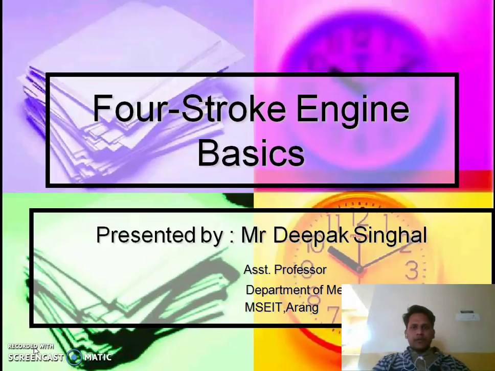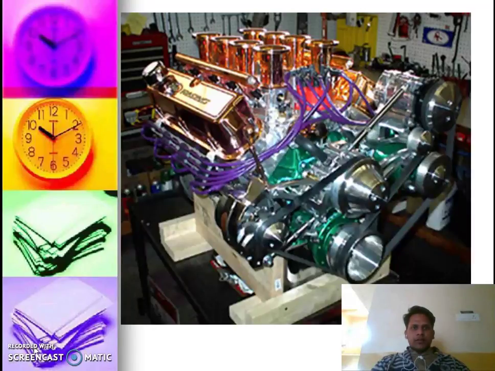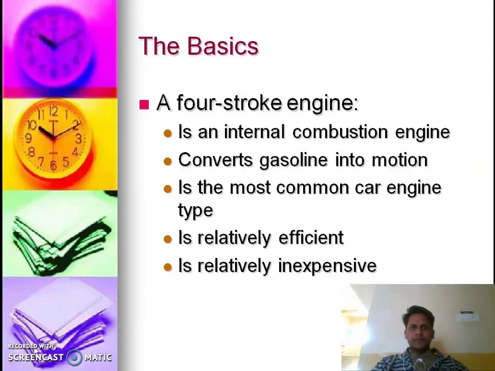My topic is four-stroke engine. This is a diagram of four-stroke engine. This is basically a new type of engine operated with gasoline or petrol or diesel. Four-stroke engine is based on internal combustion engine. It converts gasoline into motion. It is the most common car engine, also used in bikes.